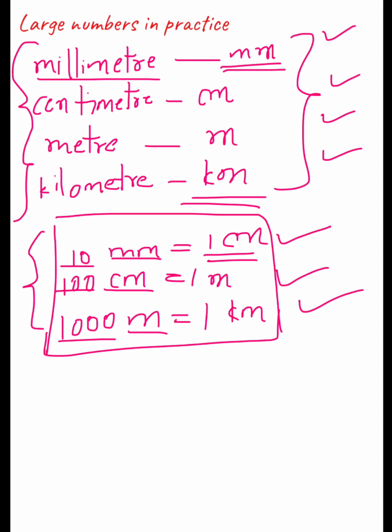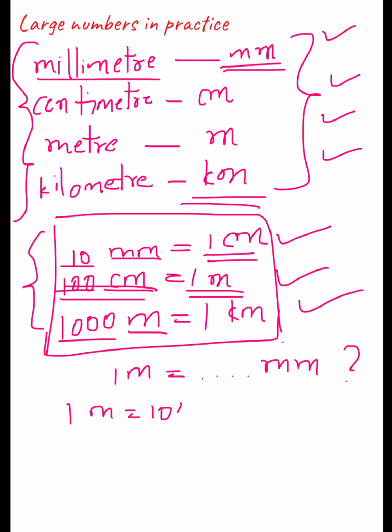Now suppose I am asking you, 1 meter equal to how much millimeter? This is the question. Then how will you do this? You already know that 1 meter equal to how much centimeter? That you already know. What is that? 1 meter equal to 100 centimeter. That you already studied from this box, the second relation.